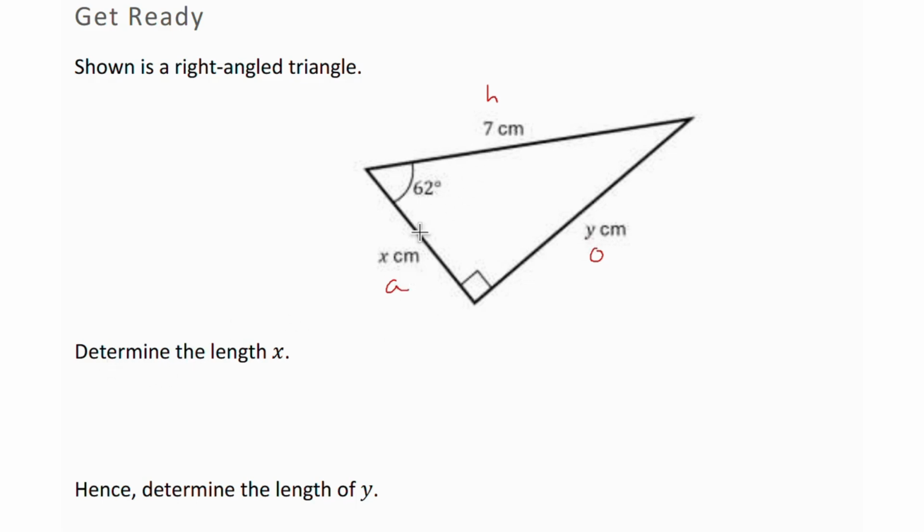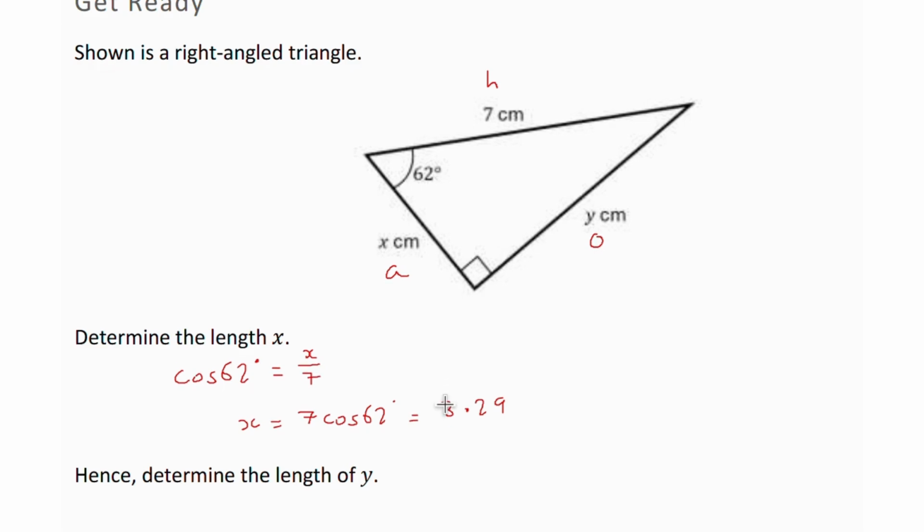So here we have something about the adjacent and the hypotenuse. So we're going to deal with cos of 62 degrees is equal to x over 7. So we multiply through by 7 to get x is equal to 7 cos 62, which we calculate to be 3.29.